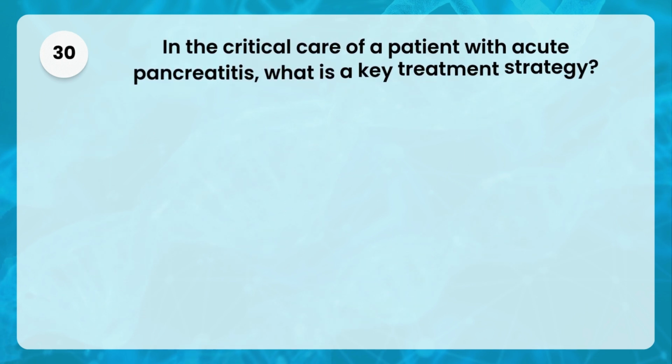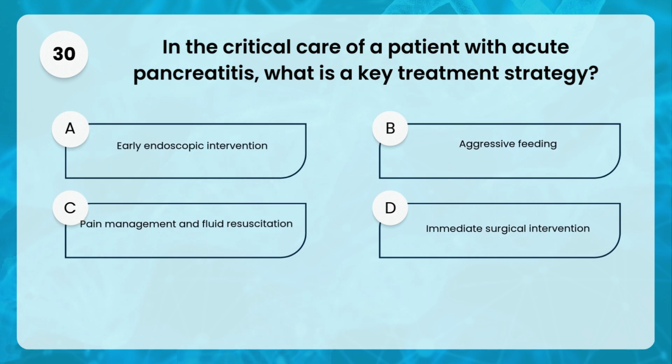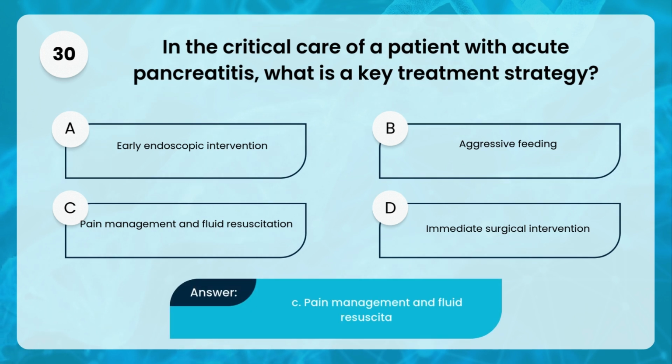Number 30. In the critical care of a patient with acute pancreatitis, what is the key treatment strategy? A. Early endoscopic intervention. B. Aggressive feeding. C. Pain management and fluid resuscitation. Or D. Immediate surgical intervention. The answer is C. Pain management and fluid resuscitation.